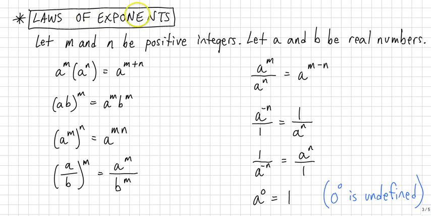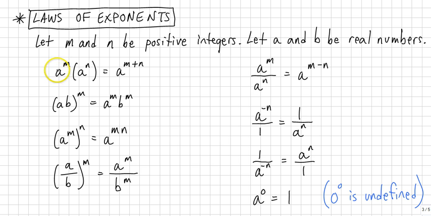Our laws for exponents, keep in mind for all of these laws that m and n will be positive integers. So they're not negative, and they're not fractions or decimals or anything. They're just positive integers. And then a and b can be any real number you want them to be. Some of these are going to look familiar because we talked about them earlier.